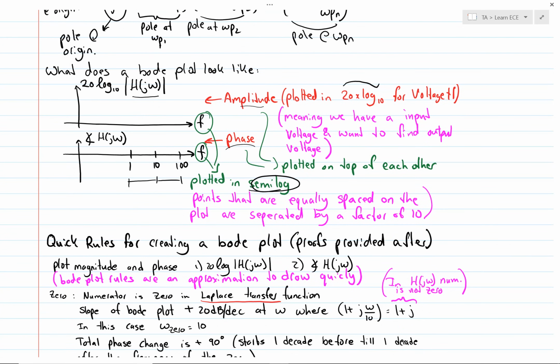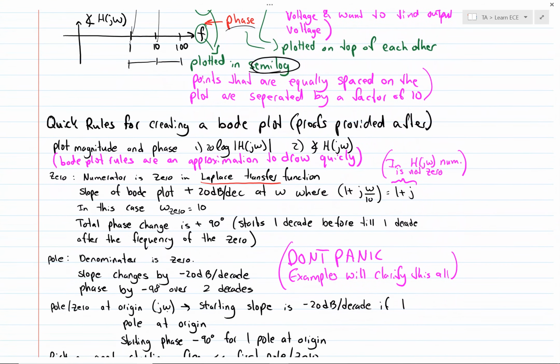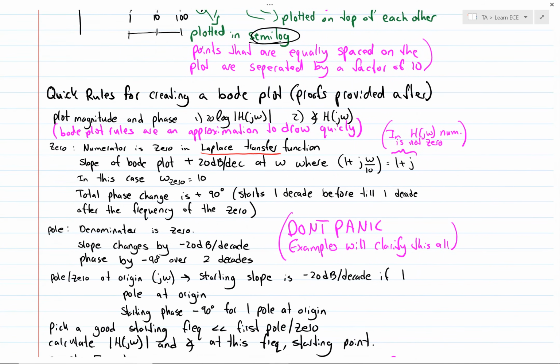Okay, and we usually plot the amplitude and phase on top of each other, like I'm doing here, so that they can easily line them up and see what happens to the phase and amplitude at the same points. Okay, so first I'll talk a little bit, again, this will get more clear when we get to drawing one. So a note here, don't panic, right? The rules are going to seem overwhelming, but very quickly you'll get it when we go through the example.